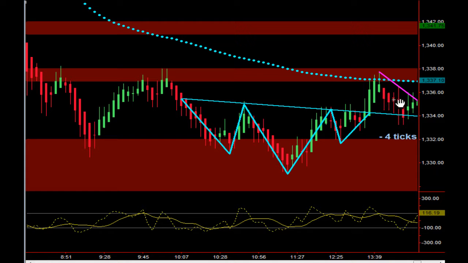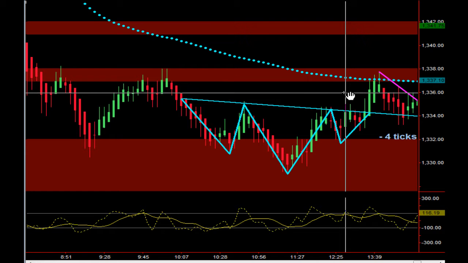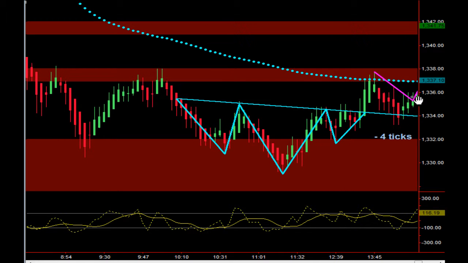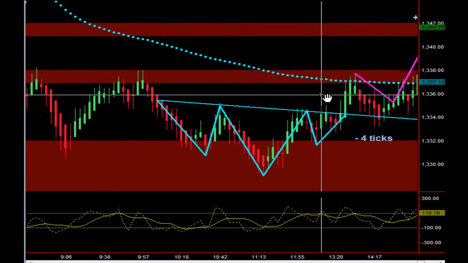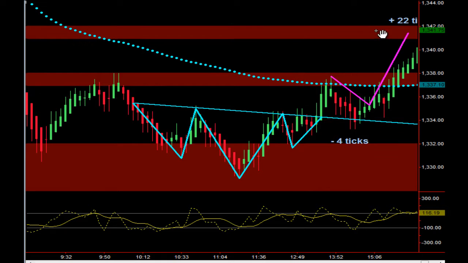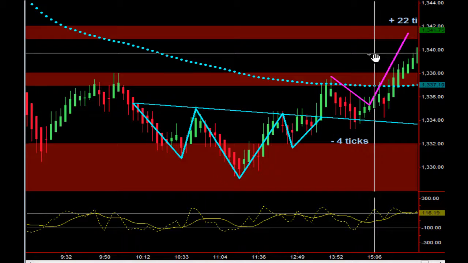We're going to enter at the close of the candle above the hook line. Upside target is already drawn. We're looking for an upside target of 1341.75, break of the hook line up, for a total of 22 ticks.